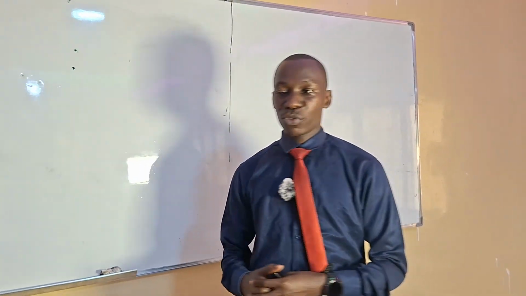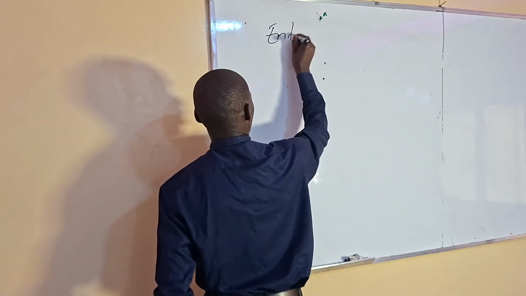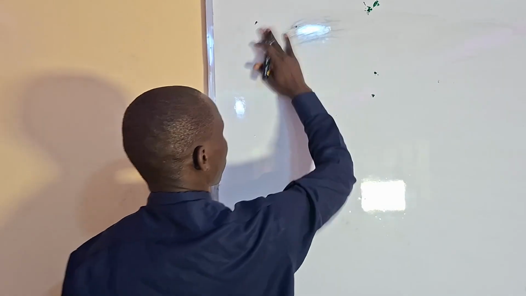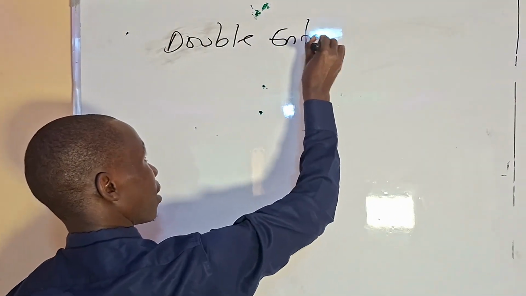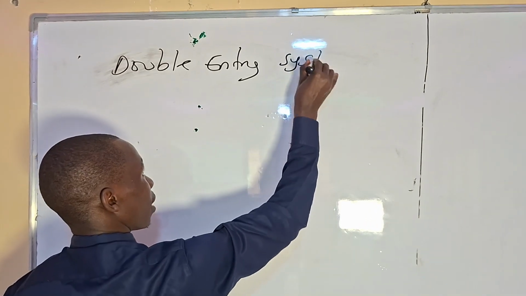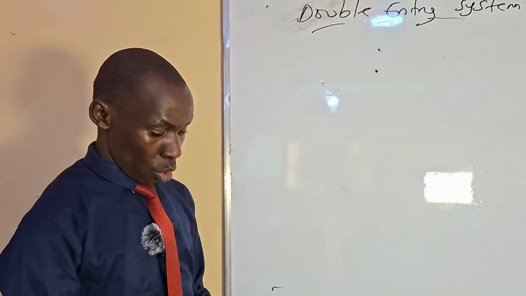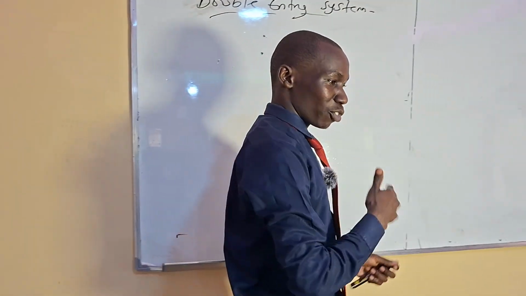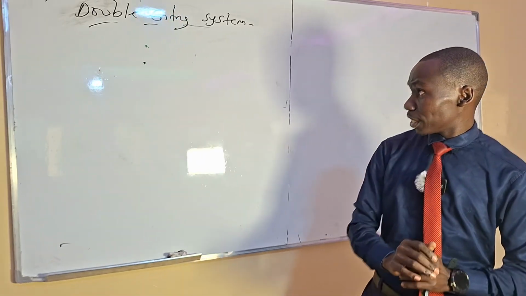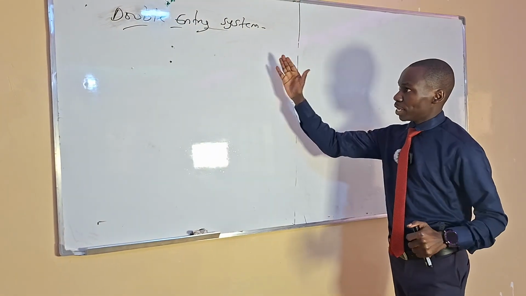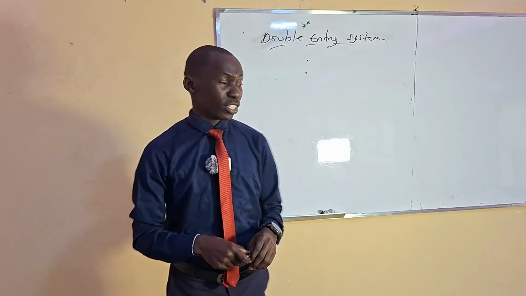Called the double entry system. Double entry system. Alright, double entry system. Remember in the previous video, we looked at the accounting equation, and I'm so happy that my learners, you understood the accounting equation. Today, let's use the same energy to understand our double entry system.